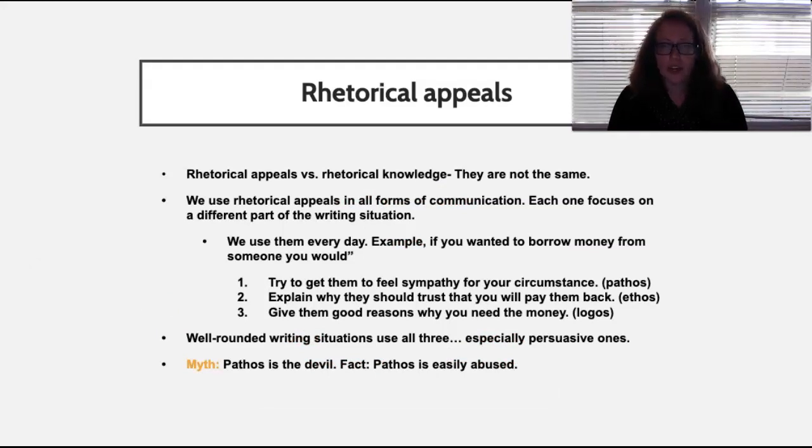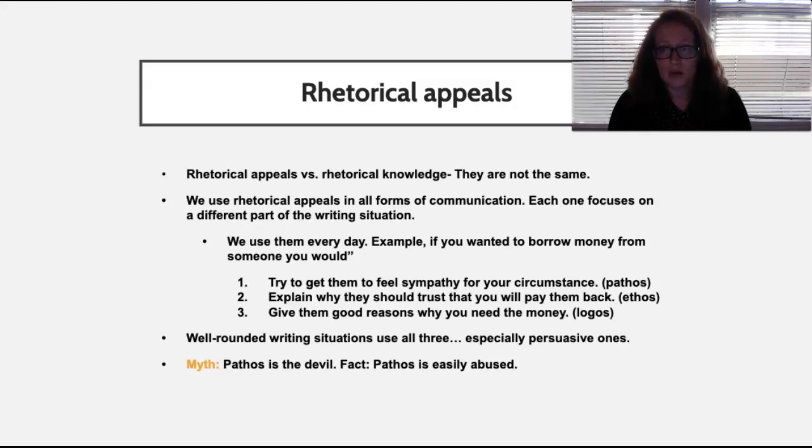So we're going to go first into an overview of the rhetorical appeals. First, rhetorical appeals and rhetorical knowledge are not the same thing. Rhetorical knowledge is that umbrella, all-encompassing knowledge of how writing situations work, and it includes knowing the components of the writing situation you have to think about, and also the strategies that you have to communicate in that situation. Those strategies include considering modes, thinking about genre features, anticipating your audience's needs, thinking about the academic features, and thinking about clarity.